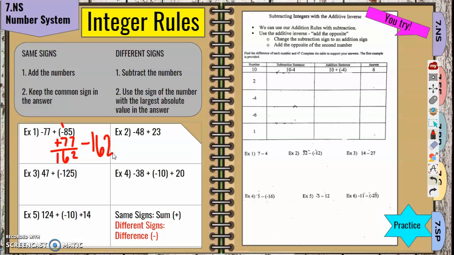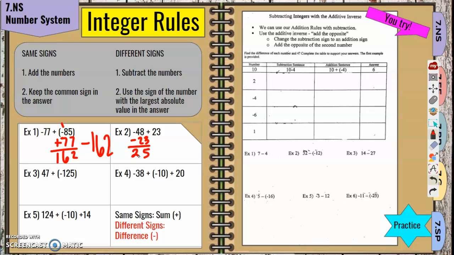For number 2, my signs are different. So different signs, subtract, and keep the sign of the number with the highest absolute value. So subtract like normal. Whatever the bigger number is, that's what's going to go on top. 48 minus 23. Forget about your signs for a minute and just subtract. 8 minus 3 is 5. 4 minus 2 is 2. So I have 48 minus 23 is 25.